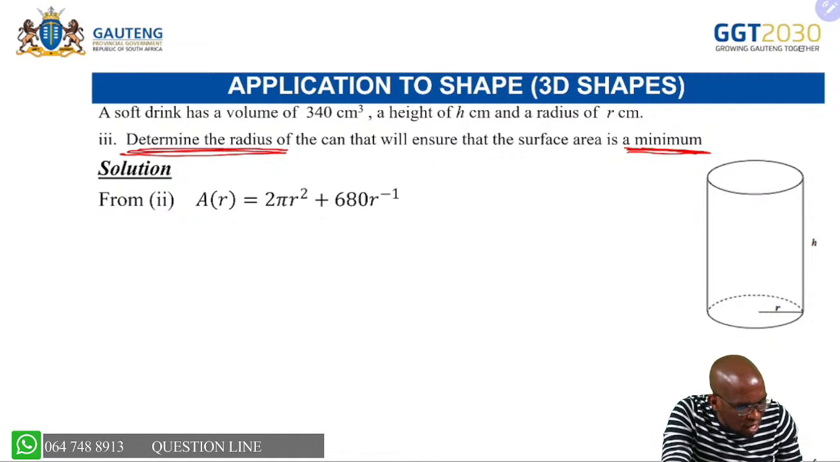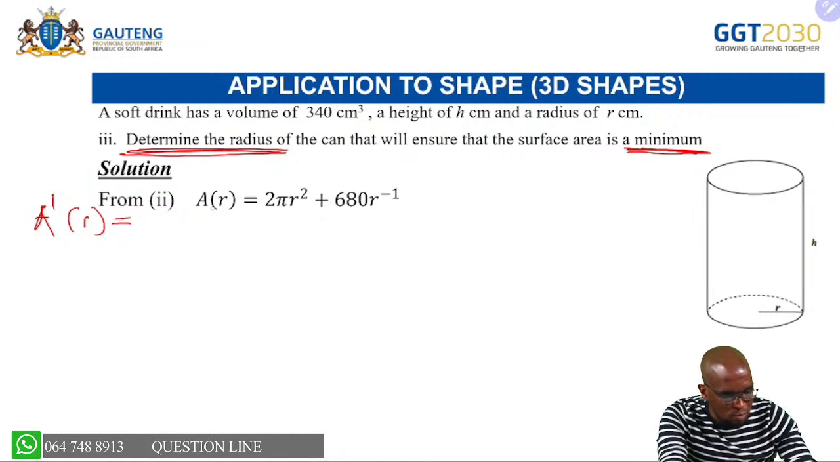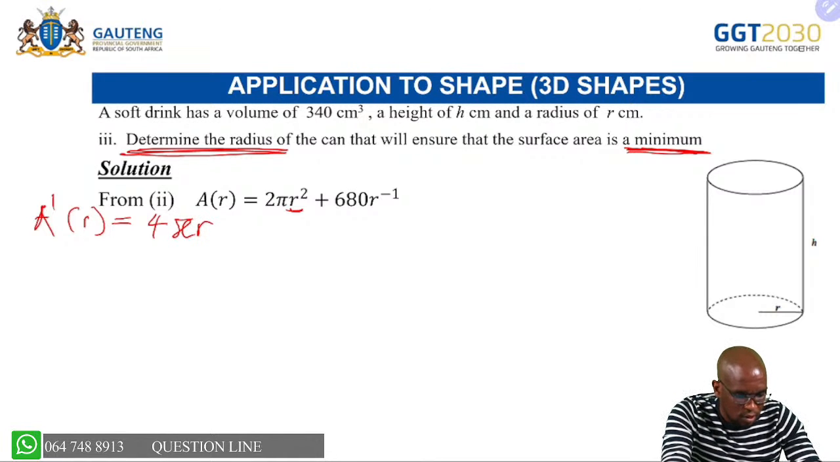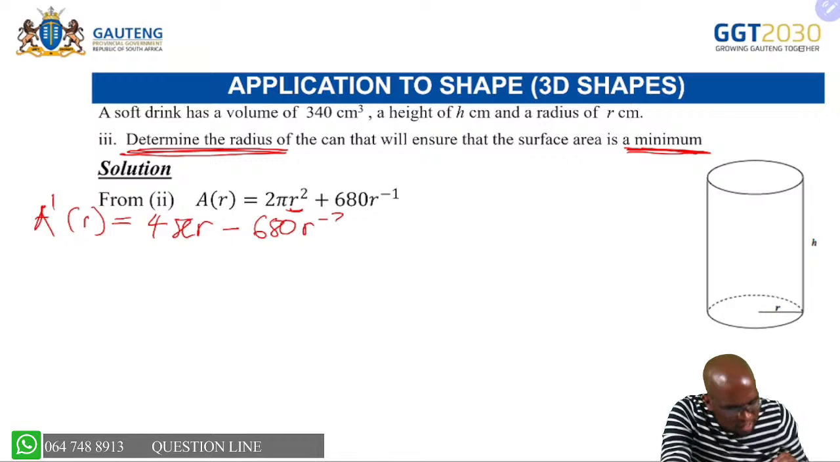Now, it means that we have to differentiate A of r, A dash r, or A prime of r. We need to differentiate our objective function in terms of r. So if we differentiate in terms of r, remember pi is a constant. So pi is treated just like any other number. It is just a constant. So we differentiate with respect to r. It means we'll differentiate the r squared. We get that this is 4 pi r. That is if we differentiate the first part. And then differentiating the second part, we get minus 680 r to the minus 2.